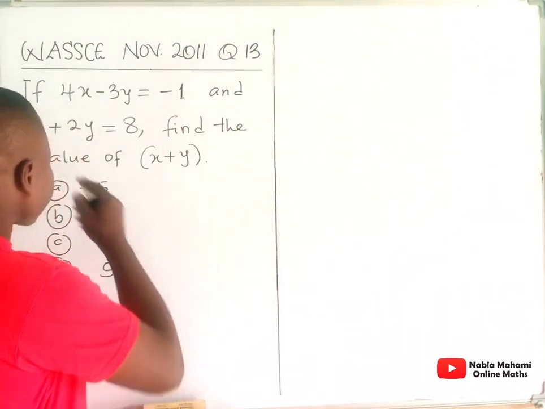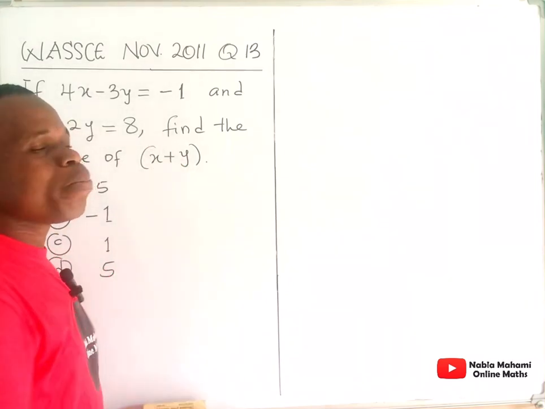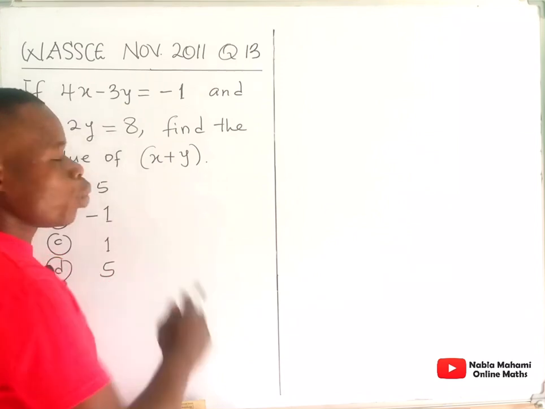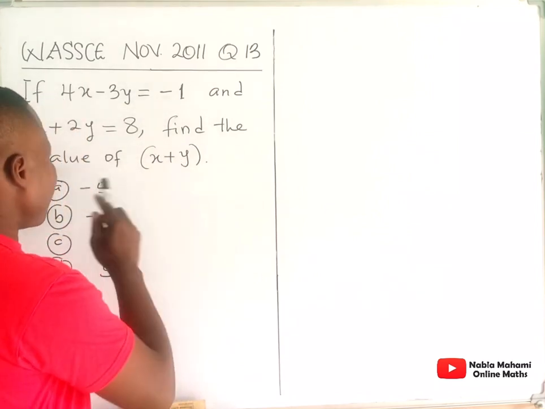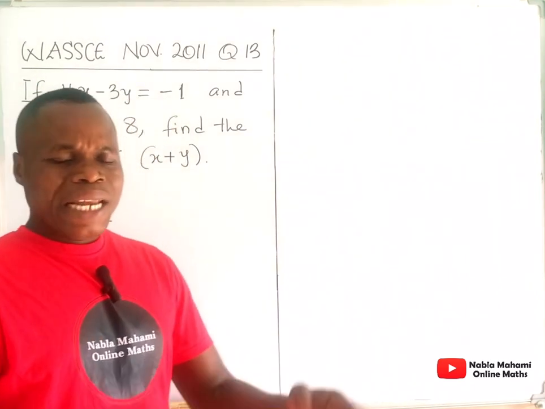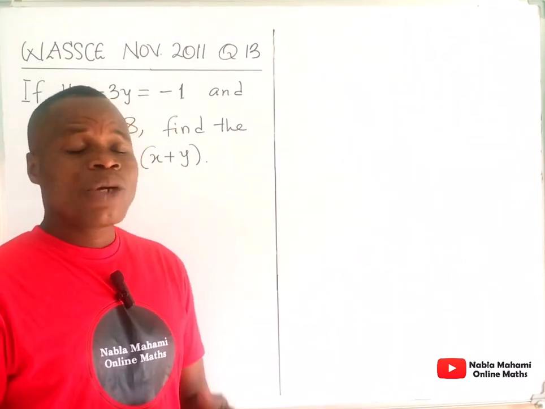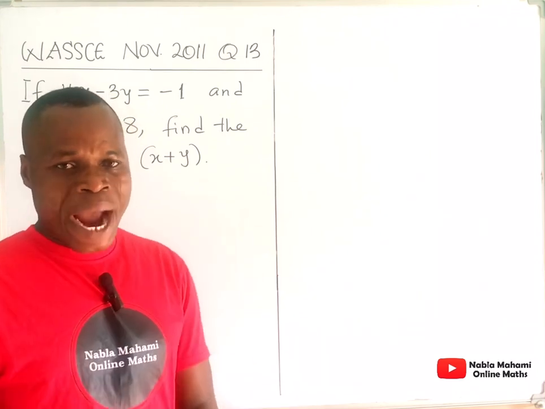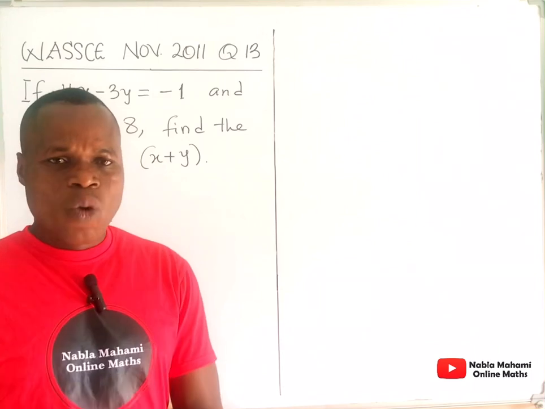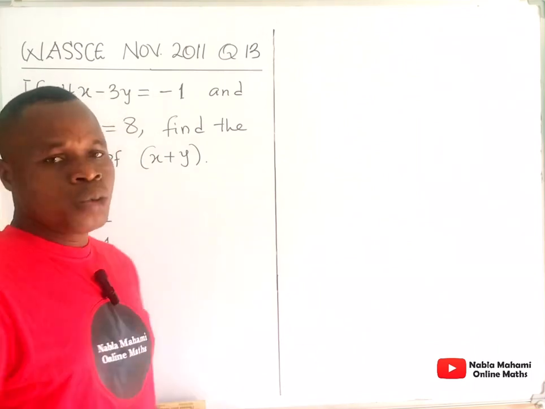The question says, if 4x minus 3y is equal to minus 1, and x plus 2y is equal to 8, find the value of x plus y. If you remember, the last example that we solved, the past question that we solved the last time, they were asking you to solve for x and y separately. But this question is asking you to find x, find y, after that you add them together. So let's see how you do that.